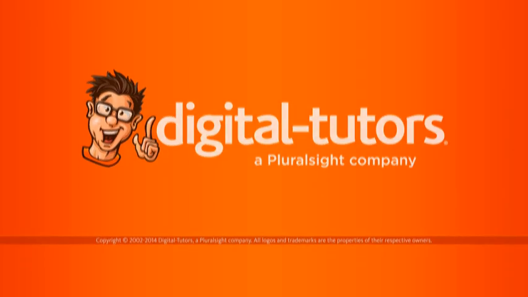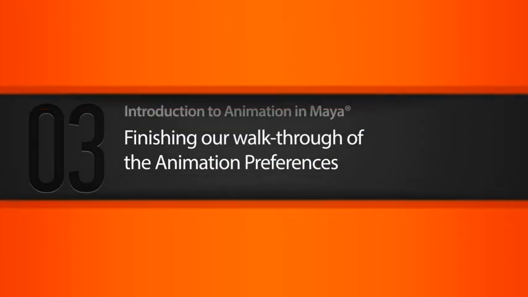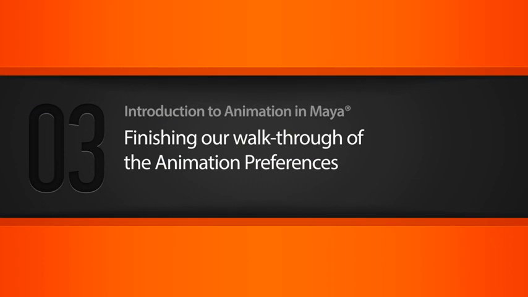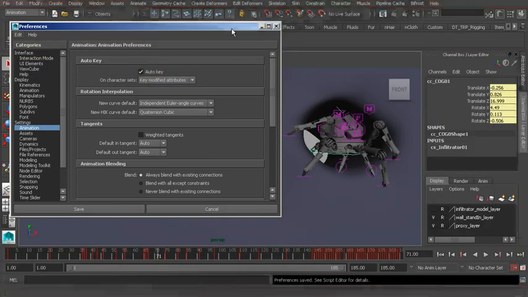In this lesson, we will finish our walkthrough of Maya's animation preferences. We only have a few more options to cover. Let's go ahead and get started. So next we come to rotation and interpolation.